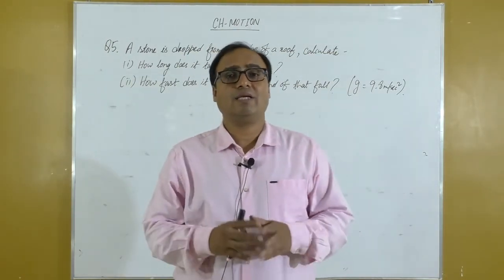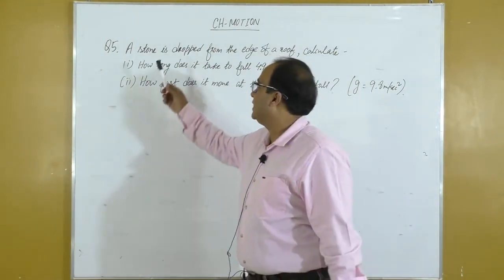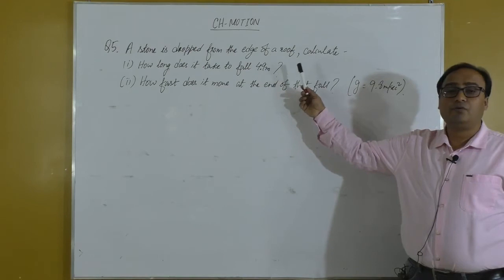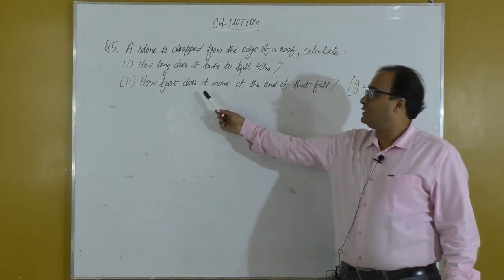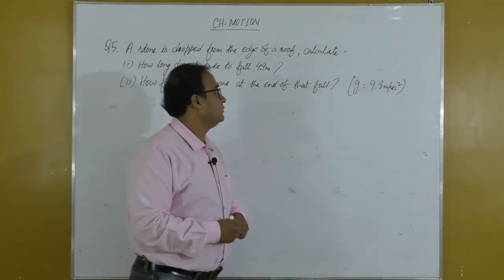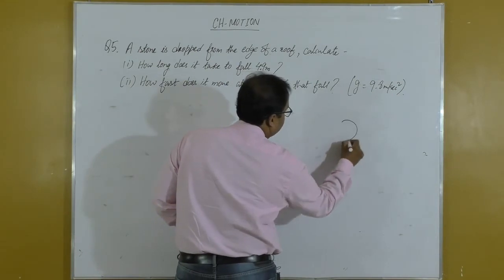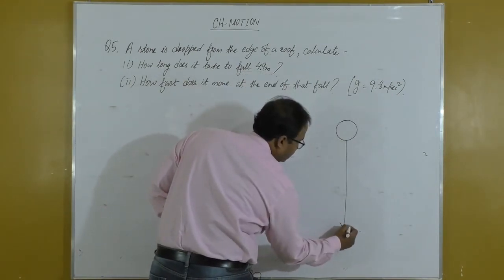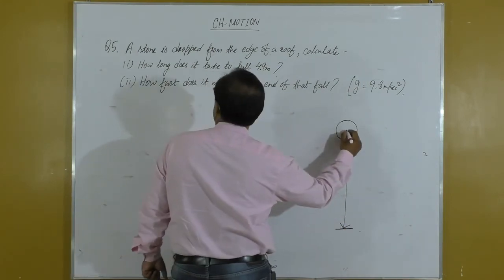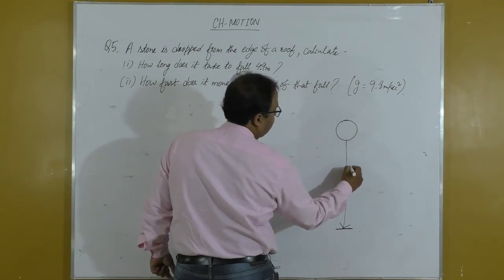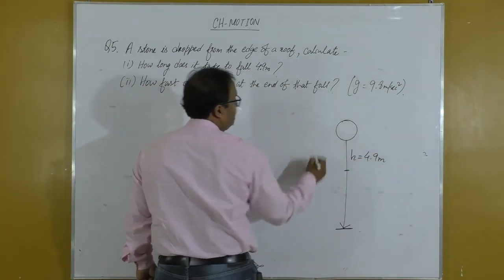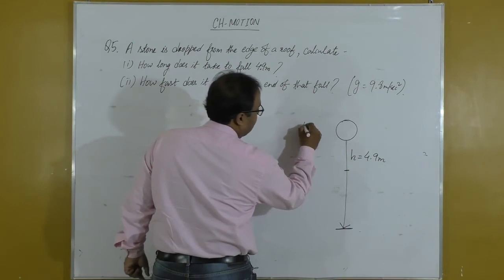Now I am going to solve question number 5 for you. The question is, a stone is dropped from the edge of a roof. Calculate how long it takes to fall 4.9 meter, and second, how fast it moves at the end of that fall. This time the body is coming from top to bottom, and we don't have to do the calculation for the entire height. The stone falls by a distance of 4.9 meter.